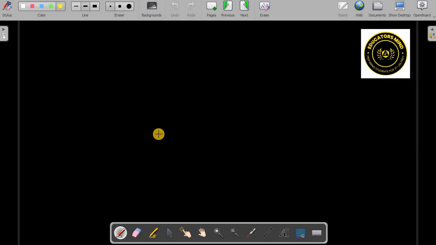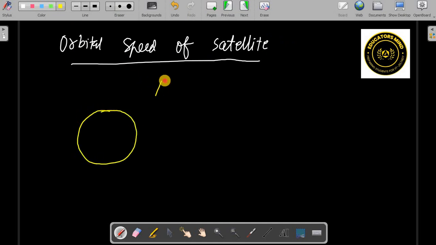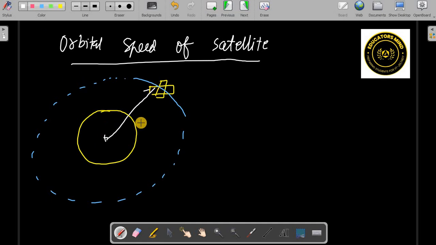Then we can go to orbital speed. Let us discuss orbital speed of a satellite, or any object, not necessarily a satellite. Suppose, for example, this is Earth or any planet, and this is a satellite which is revolving around Earth in some circular orbit. From here, this distance is, let's say, r. This is of course h, and this is capital R.